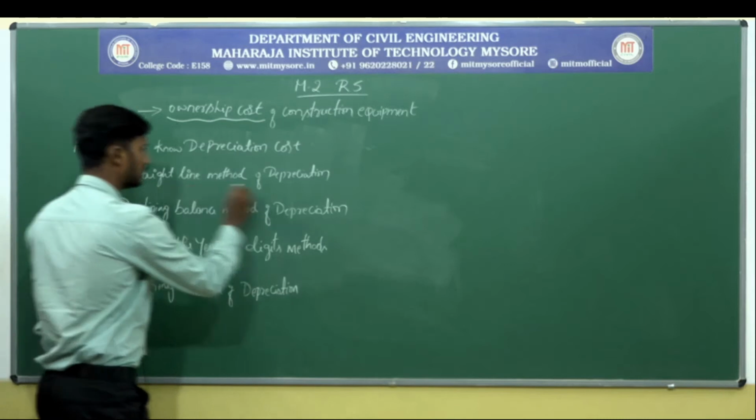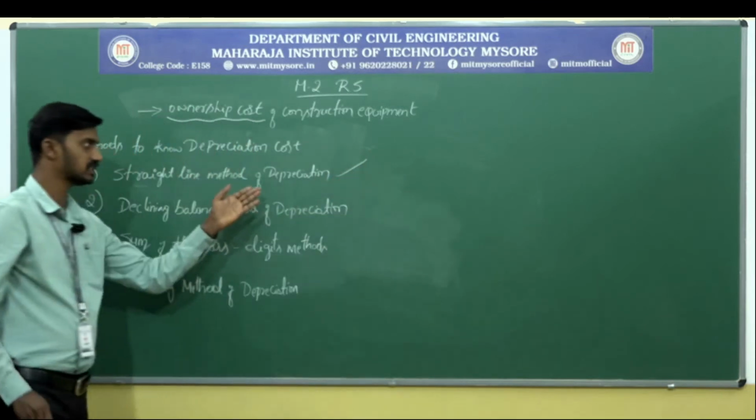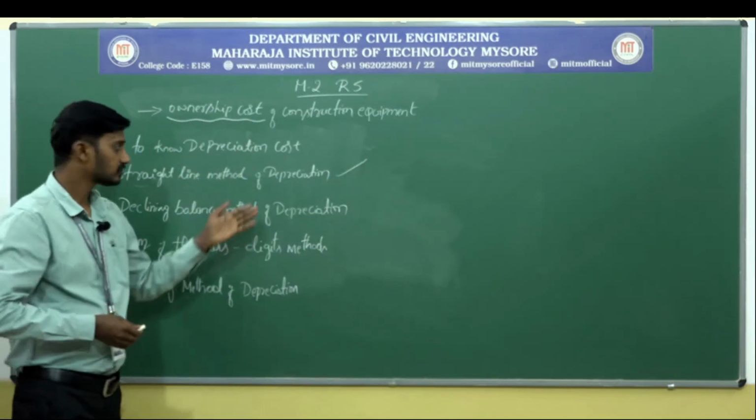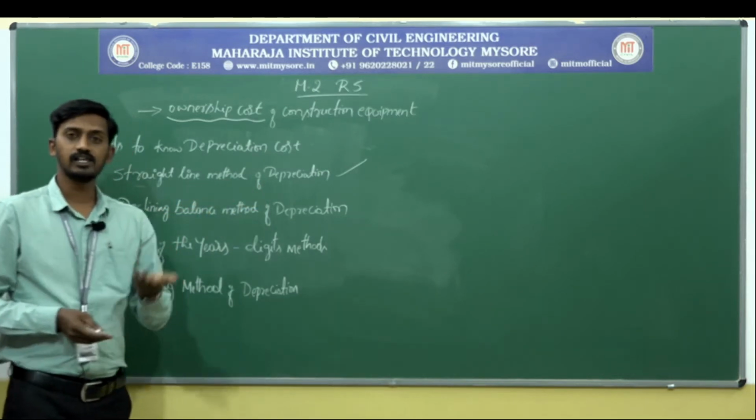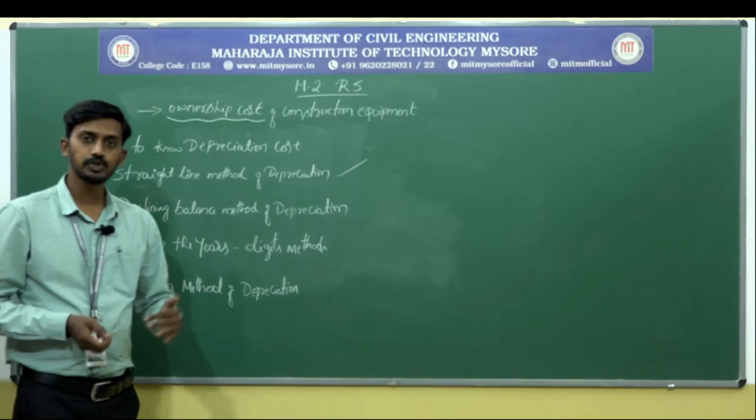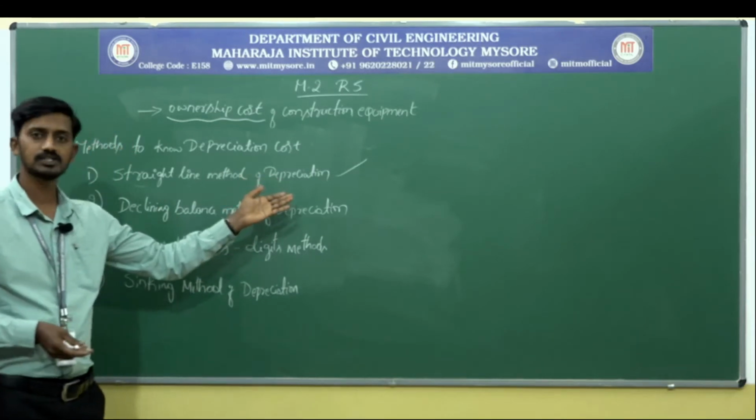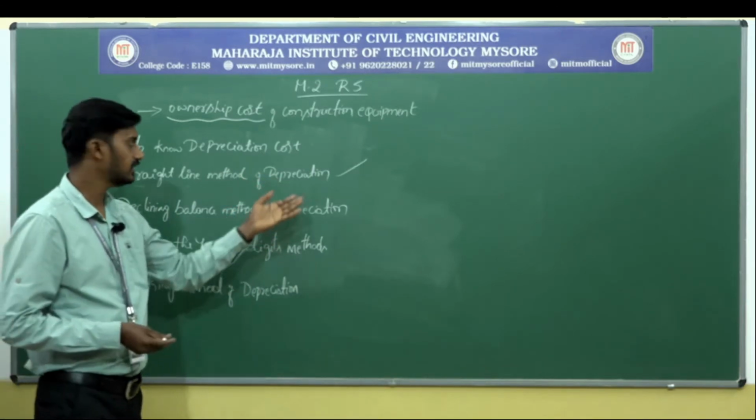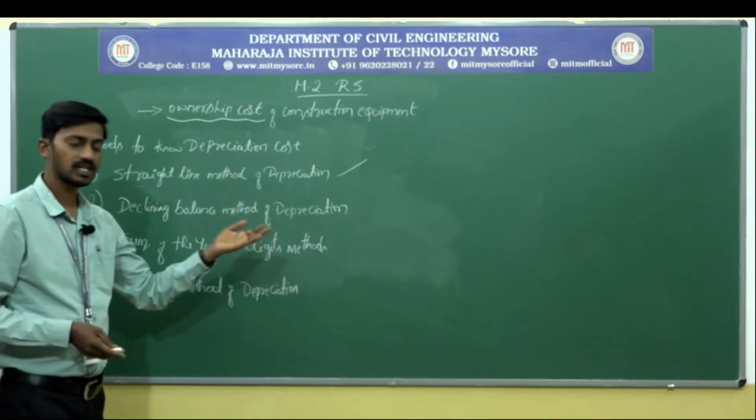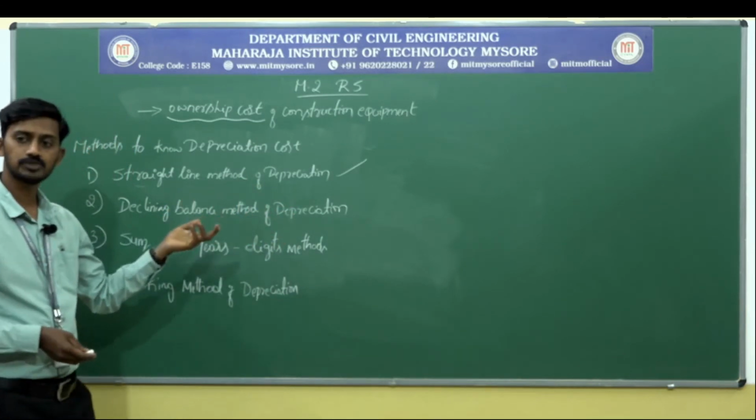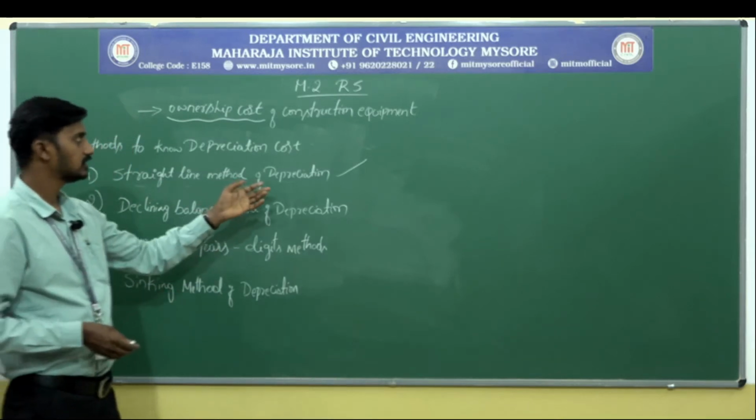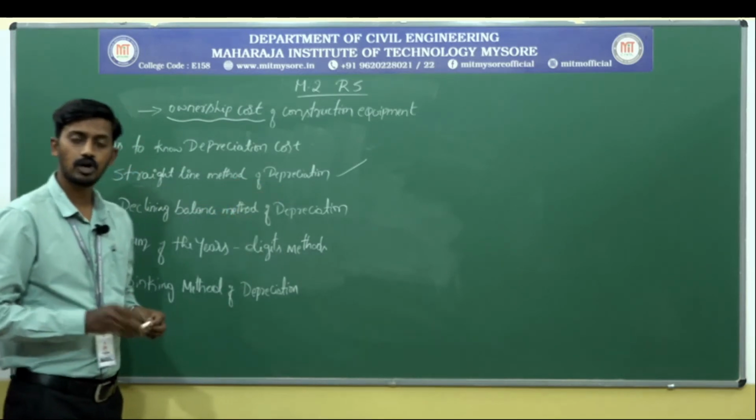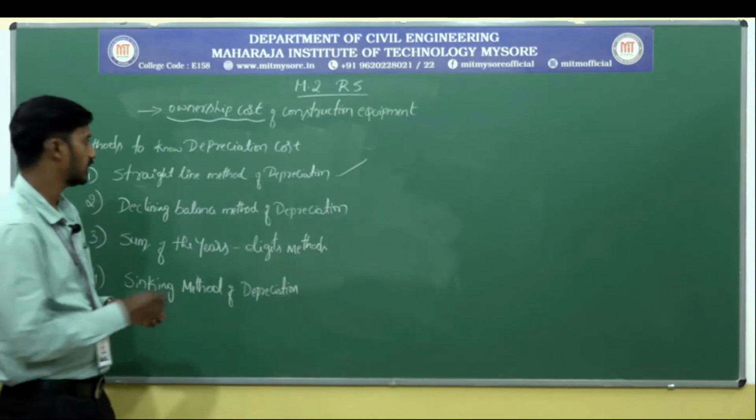The first one is the straight line method of depreciation. In this method, we are going to learn how the value of the equipment reduces. There are certain standard formulas to calculate it. Using those formulas, we are going to solve certain problems to calculate the deterioration cost or the depreciation cost of that particular equipment. Okay.